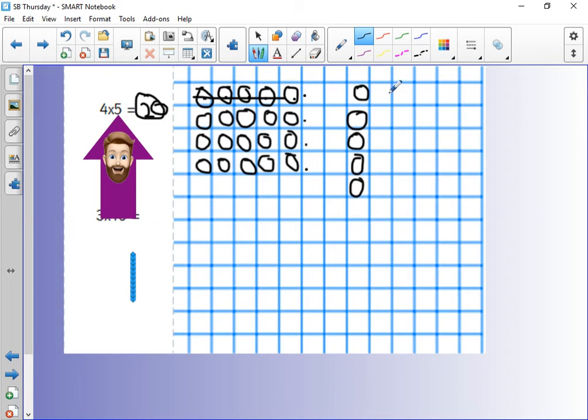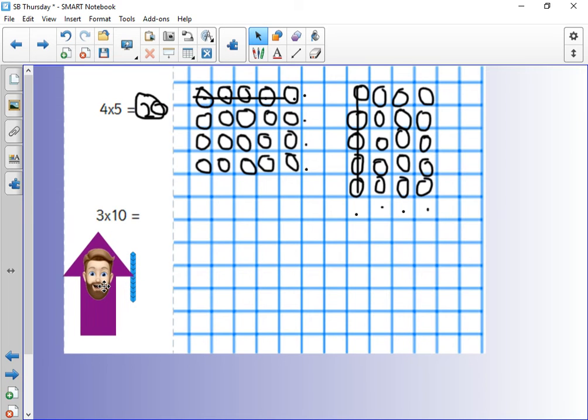There's my first group of 5, my second group. Shout stop when I've got enough groups. Did you shout stop? I hope so. So this time, to work out the answer, we need to count the columns. 5, 10, 15, 20. Doesn't matter if you do it in rows or columns, you'll get the same answer.